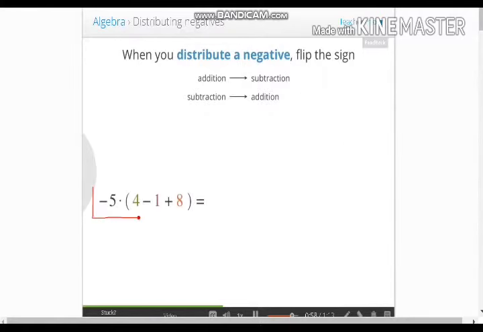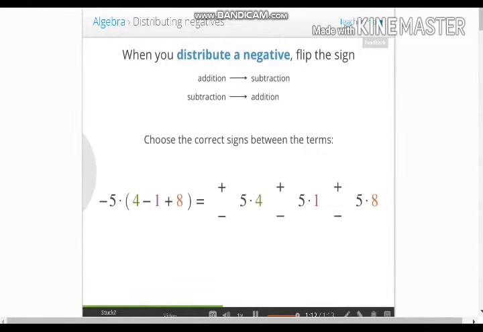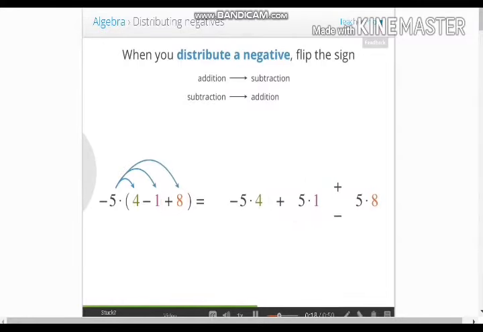Suppose you have negative 5 times (4 minus 1 plus 8) inside parentheses. If you distribute the negative 5, you'll get 3 terms that look like these, with plus or minus signs between them. So go ahead and choose the correct signs. Nicely done! Distributing negative 5 onto this first term gives you negative 5 times 4. Next, distributing negative 5 onto this subtraction turns it into addition, so you get plus 5 times 1. And this addition over here becomes subtraction, so we have minus 5 times 8.